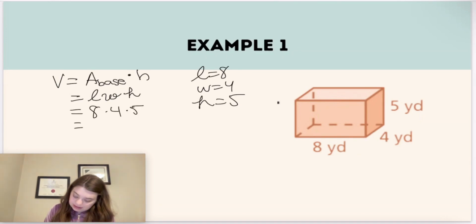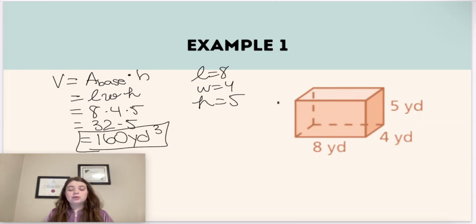8 times 4 is 32, so we get 32 times 5. And let's see, 30 times 5 is 150. 2 times 5 is 10, so therefore this should be 160 cubic yards. And so that's my final answer: the volume that this rectangular prism can hold is going to be 160 cubic yards. All right, let's do one more example.